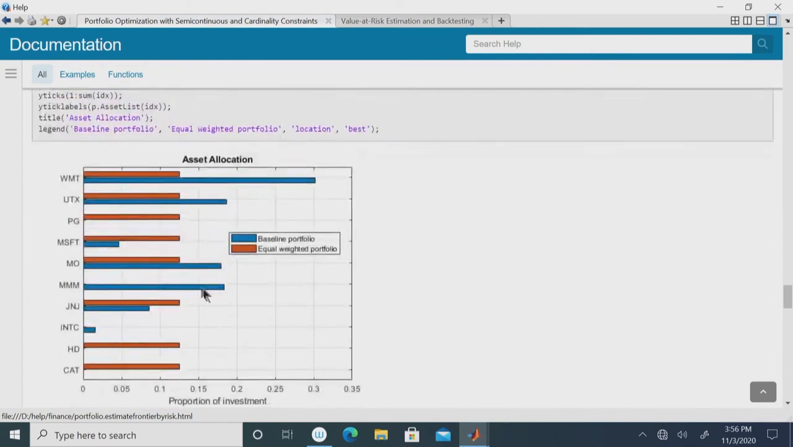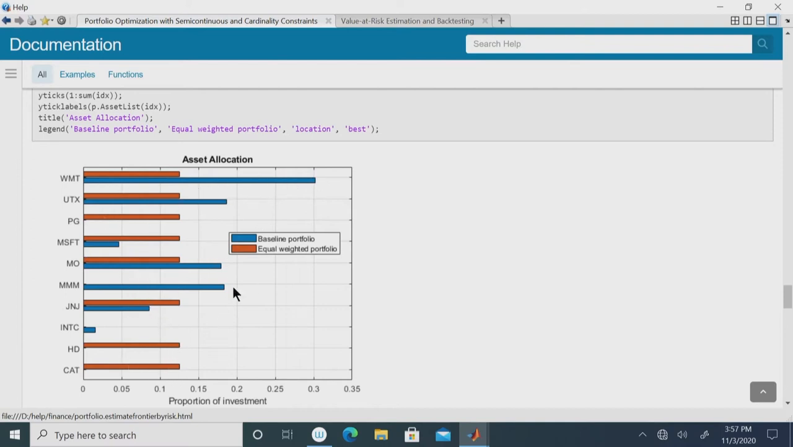As a result of this, we have the corresponding asset allocation. If you observe carefully, I will have 1, 2, 3, 4, 5, 6, 7, 8, 9, 10, so we have 10 assets that actually show up here. And if you observe carefully, the blue ones, which are the baseline value, there is 1, 2, 3, 4, 5, 6 and 7 baseline values, and the equal weighted portfolio is the one in orange. Obviously, all the orange bars are of identical length because it is the equal weighted portfolio, but the blue bars of course are of different lengths.